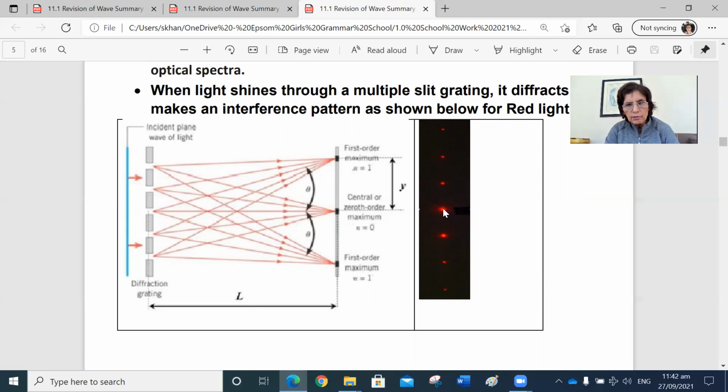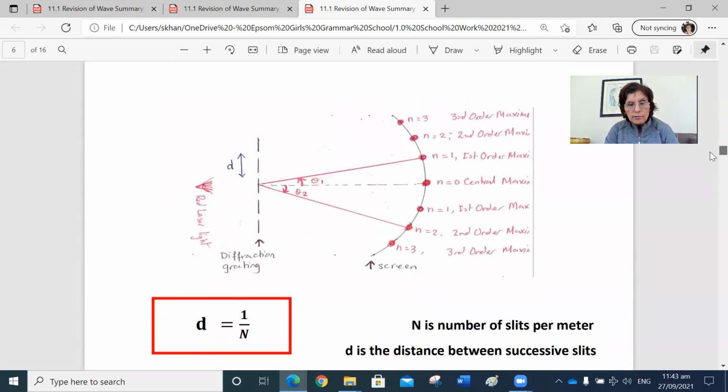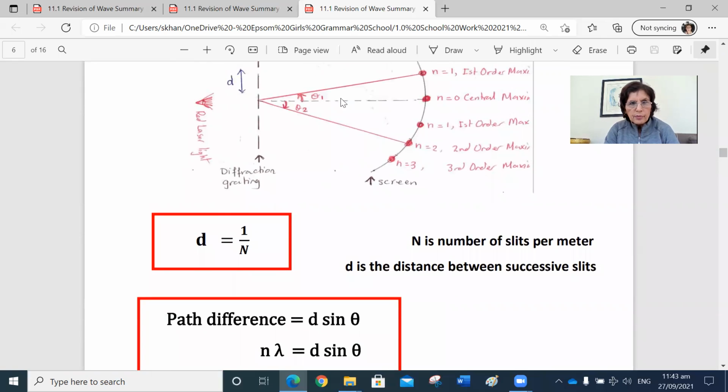What will be seen on the screen will be a bright spot in the middle, and the second bright spot will be further away as compared to the previous pattern, and so on. So n is equal to 0 for this one, n is equal to 1, 2. Because there is quite a lot of distance between these, instead of measuring distance using xd over L, we measure the angle. So that's the central point. It's called the central maxima, first order maxima, second order maxima, third order maxima.